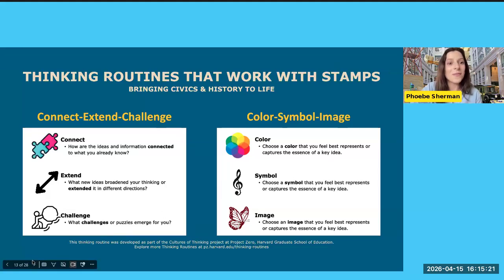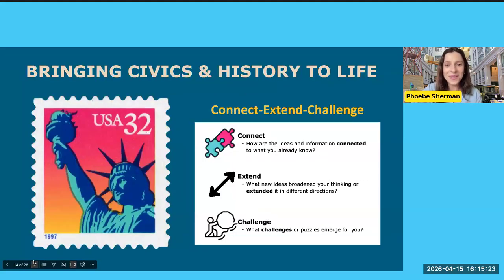And so, Philippa, would you mind going to the next slide for me? All right. So I see Helena shared that they've used Connect, Extend, Challenge before. So maybe the folks who have, you can be our experts with this warm up. This is the first stamp that we're going to look at together, and I would like to invite you to continue using that chat again to share your connections to this stamp.